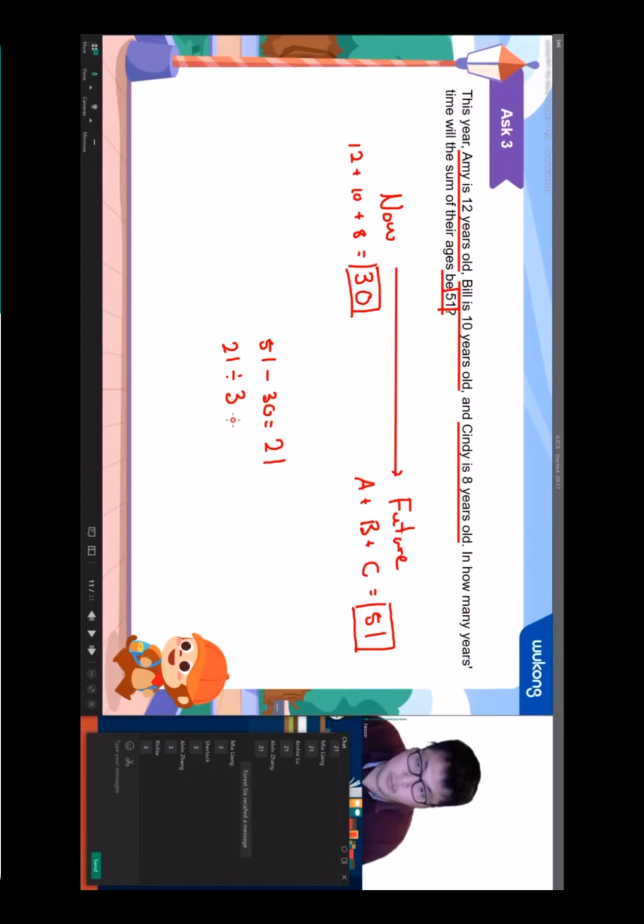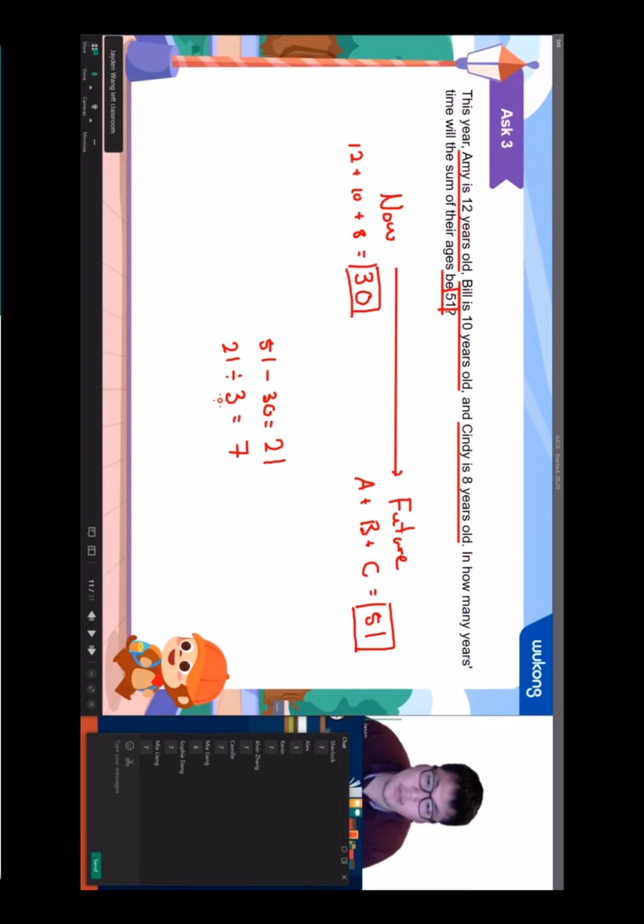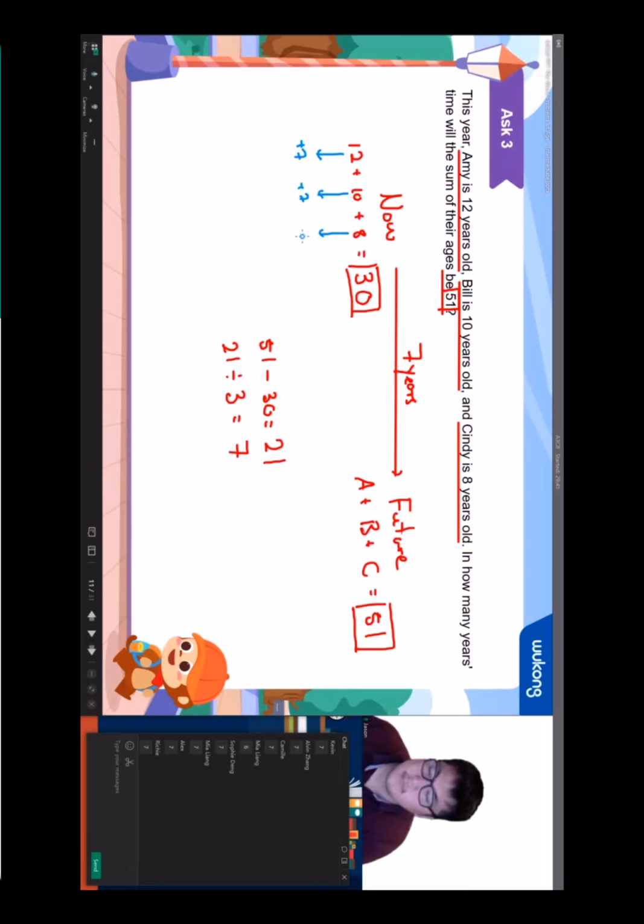And now, guys, how many people do we have for our sum? Yes, 3 people. So what is 21 divided by 3, everybody? Good, Richie, Kevin. Yes, it's 7. So that means because we have 3 people, guys, we need to divide it by 3. So it's 7 years now. So 7 years from now, everybody will be 7 years older. So that means, guys, you need to add 7 years to every single one of them.